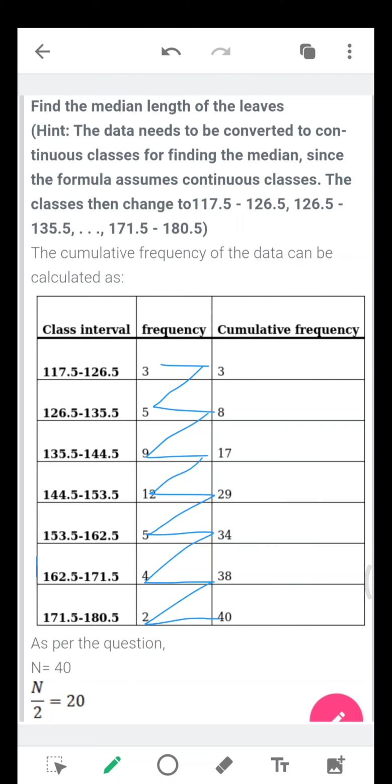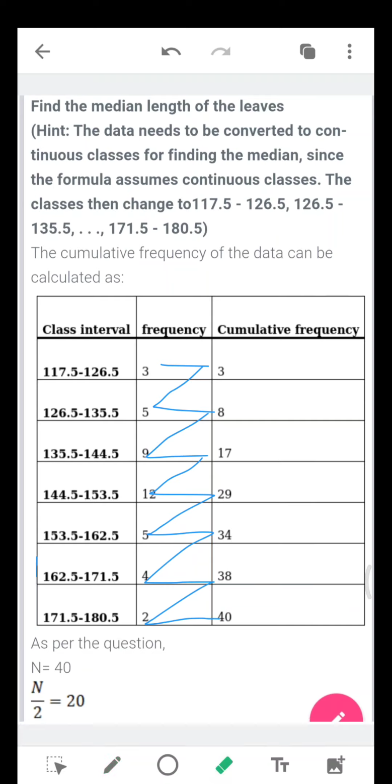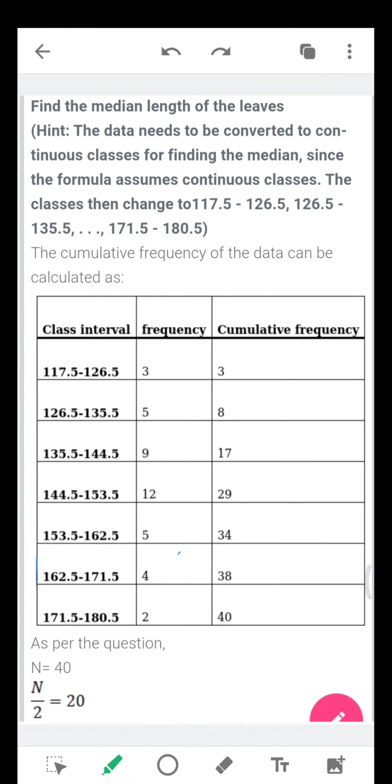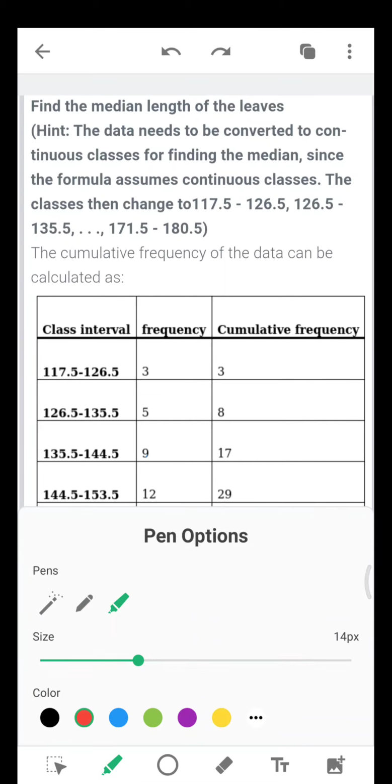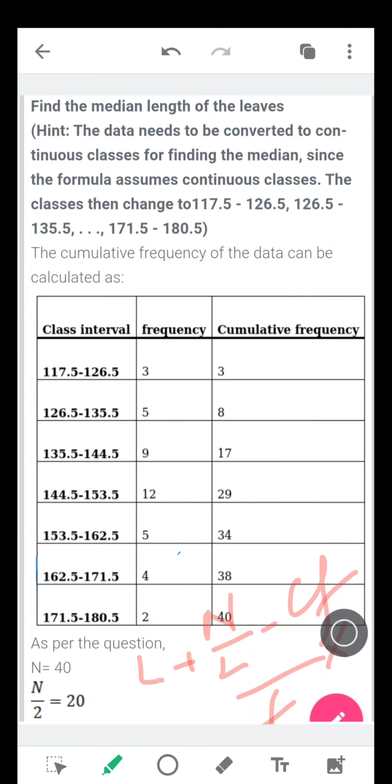Now after finding cumulative frequency, we will find all the required values which we need in the formula for finding median. So our formula is L plus n by 2 minus Cf by f into h.